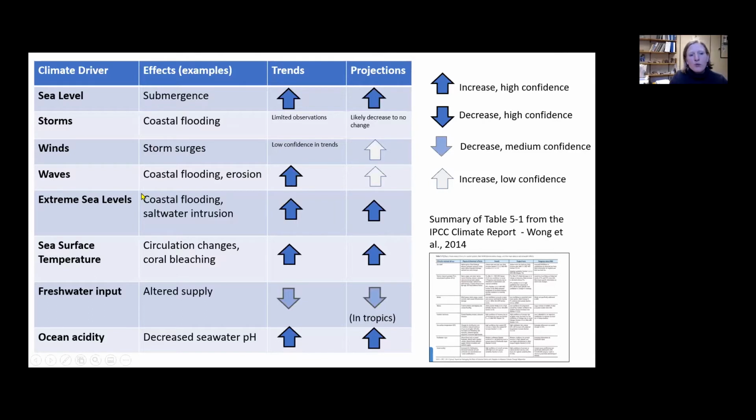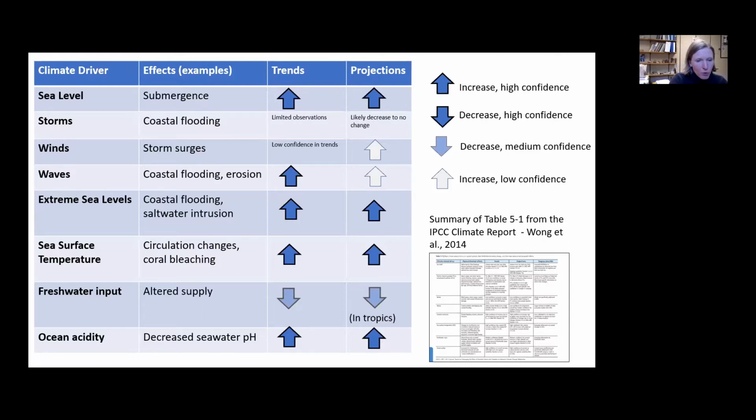We have waves, which result in coastal flooding and erosion. The trend is high confidence that they will increase, and then the trend with low confidence is that the projections are that they will increase. And then we have extreme sea levels, which are related to tidal issues and things like that, which can result in coastal flooding, and then saltwater intrusion from below. And you can see that both trends and projections are increasing there.